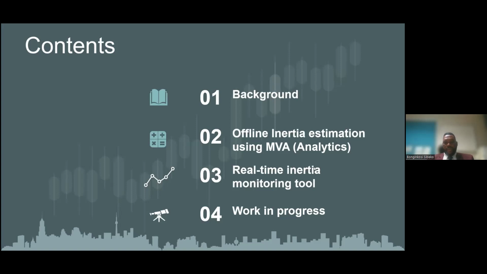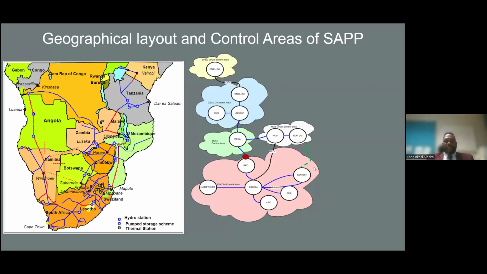What we currently do with the real-time inertia monitoring tool, and then the working process. So just the geographical layout of the SAPP network, the Southern African Power Pool. That comprises most of the countries in the southern region of Africa. We have 3 control areas, mainly Eskom, which is the biggest of those. Then we have ZISA in Zimbabwe and also in Zambia. Just to estimate, from Cape Town at the tip to around Zambia, it's about 4,000 kilometers of line length.